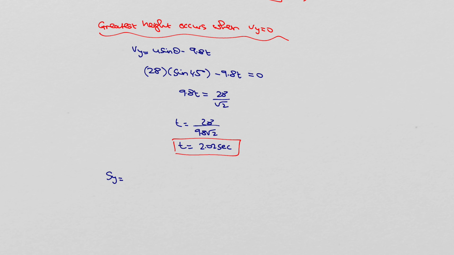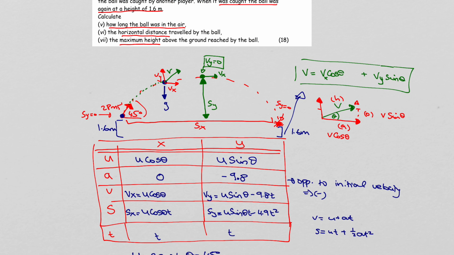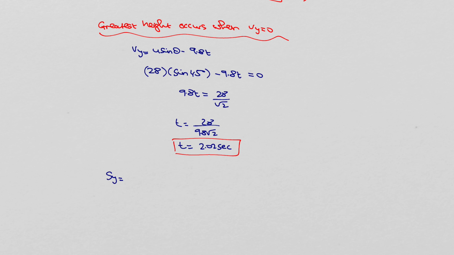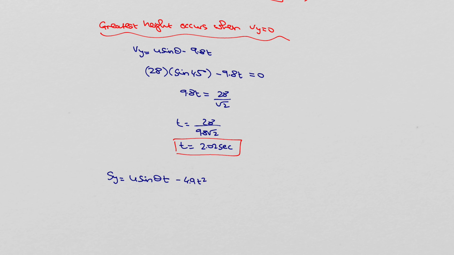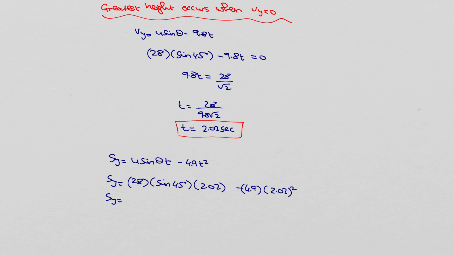Well, we can say sy, if I go back to my table, is u sine theta t minus 4.9 t squared. And if we sub in again, our initial velocity was 28 sine 45 degrees, and the time taken to reach the greatest height. And if we simplify that, that gives us our greatest height, in other words, s in the y direction, which gives us 19.999999, so in other words, 20 meters.